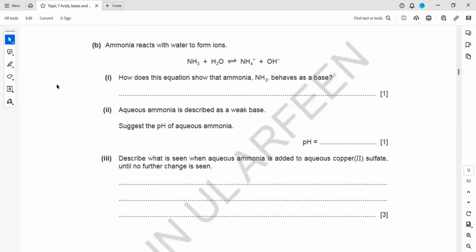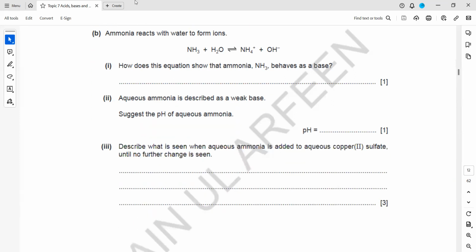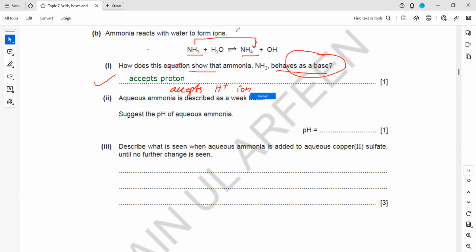In part B, ammonia reacts with water to form the ions, as you can see here. How does this equation show ammonia behaves as a base? Again, the same question. Because it has accepted a proton, you can see NH3 become NH4. So if NH3 becomes NH4, it has accepted a proton. Suggest the pH of a weak base. Again, a similar question about the weak base.